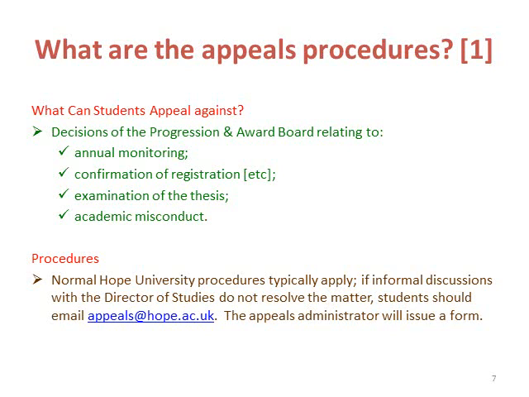And in the first instance, my advice is if a student is not happy with the published outcome, initially they should have an informal discussion with the Director of Studies to see if there's an informal way of resolving the matter. If not, in the first instance, they should email appeals@hope.ec.uk with an indication that they wish to appeal. They will get a form and we will take it from there in terms of the normal process.